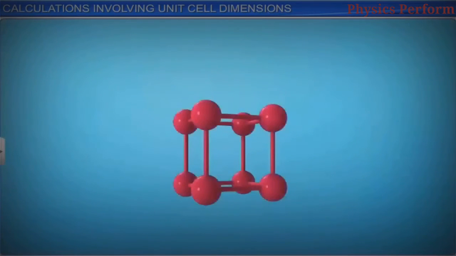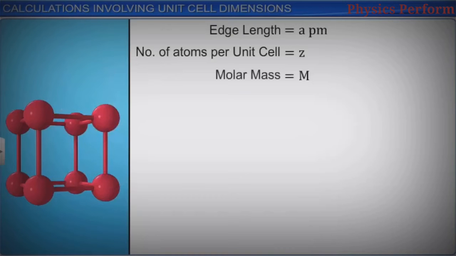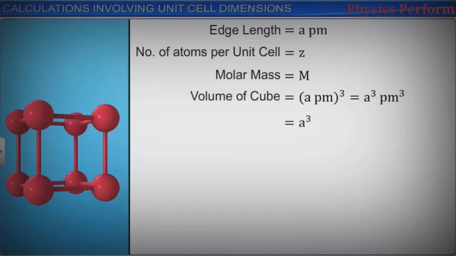Consider a cubic system with edge length a picometers, number of atoms per unit cell z, and molar mass M. The volume of a cube is equal to a cube picometer cube, which is equal to a cube into 10 to the power minus 30 centimeter cube.